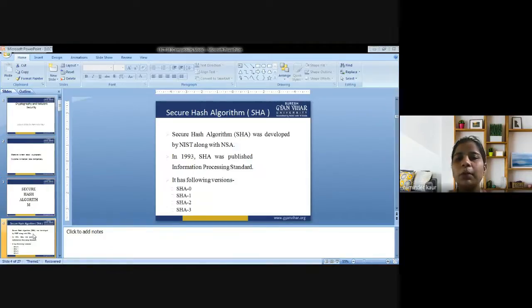If I am talking about the secure hash algorithm, it means security plus hashing. Two things are to be used: secure and hashing. So in cryptography, the secure hash algorithm is a cryptographic hash function. What is basically a cryptographic hash function? It is a mathematical algorithm that maps data of arbitrary size to a bit string of a fixed length, and it could be called a hash value, a hash, or a message digest.